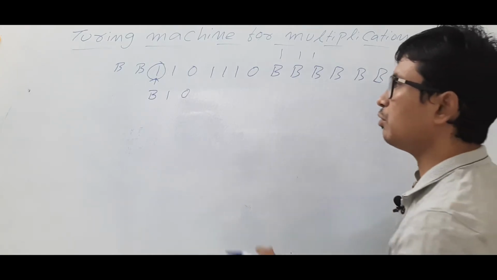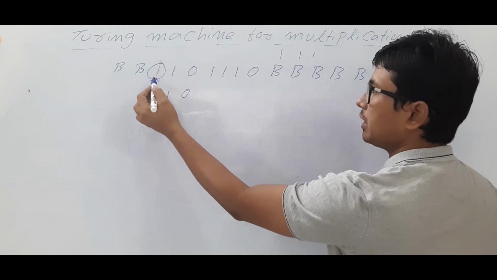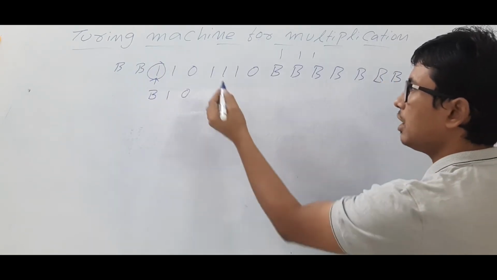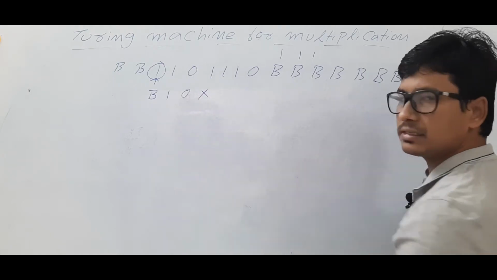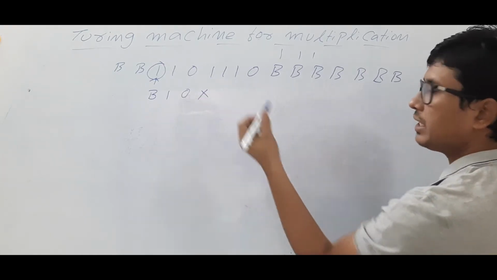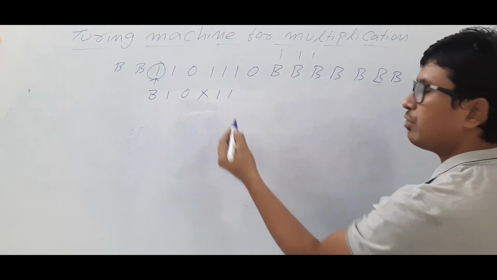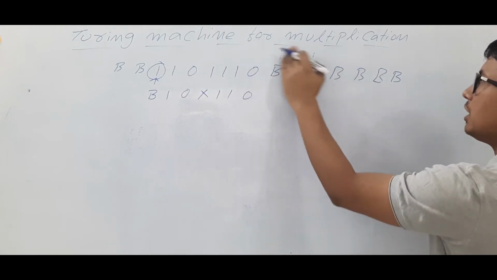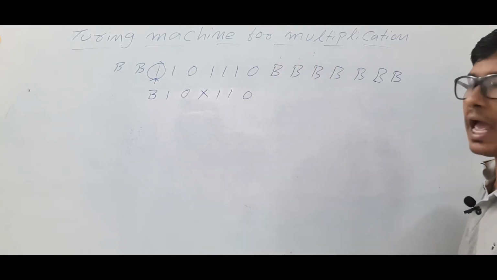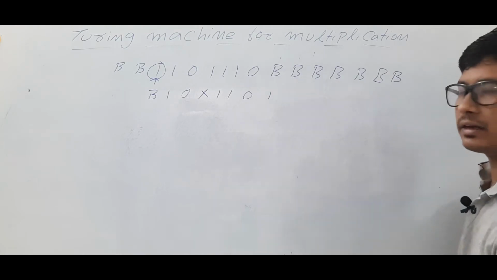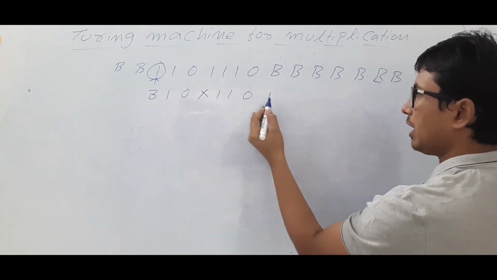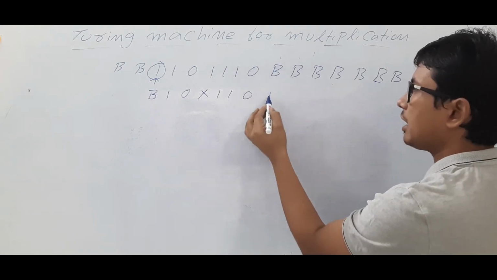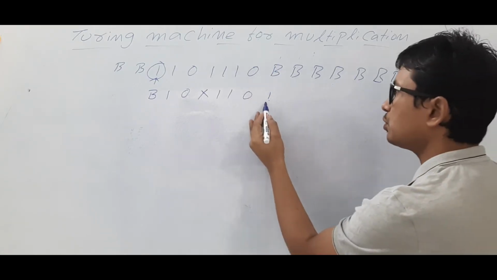Let's see how it will work. First one I made it a blank, the rest of the ones and zeros I keep the same. Now this one I will make it x. Any number of ones I will keep as 1, and for 0 I will keep moving to the right. For the first blank I will make it a 1 and move to the left. So this blank I modified to a 1 and moved to the left.